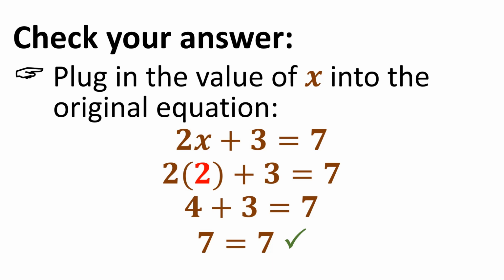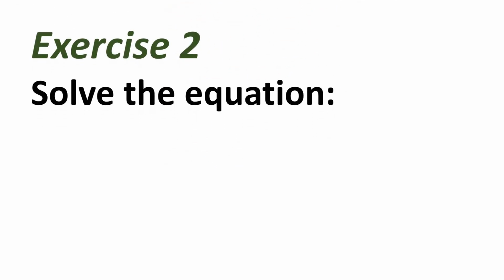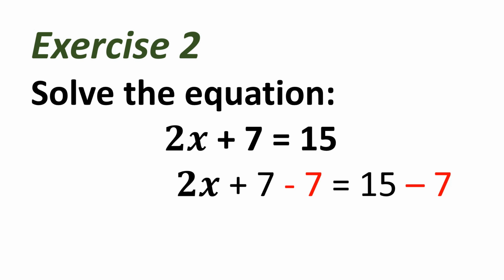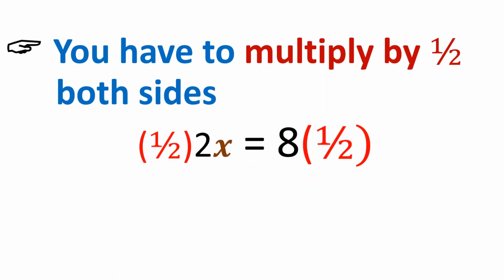Exercise 2. Solve the equation 2x plus 7 equals 15. Subtract 7 from both sides. 2x plus 7 minus 7 equals 15 minus 7. After the operation we get 2x equals 8. Then, isolate the variable. We do this by multiplying both sides by 1/2. 2x times 1/2 equals 8 times 1/2. And x equals 4. Check your answer.